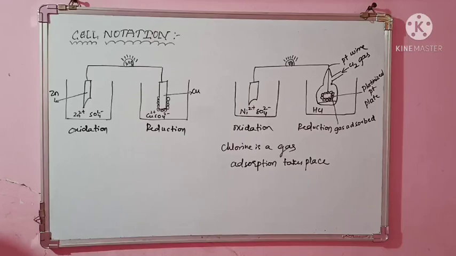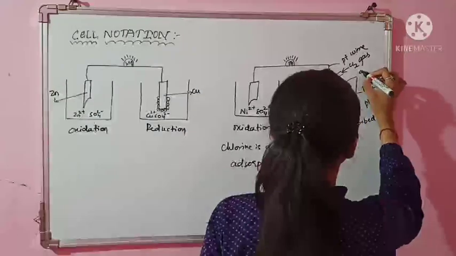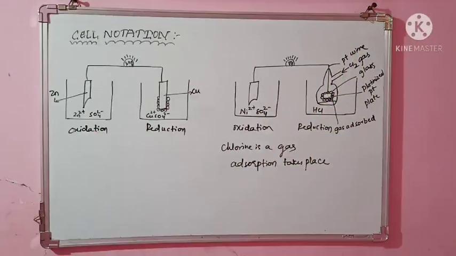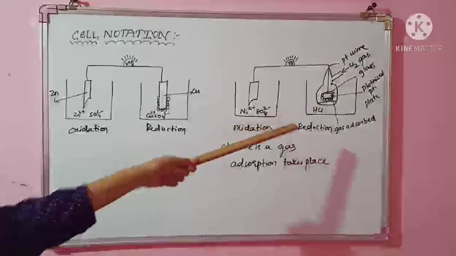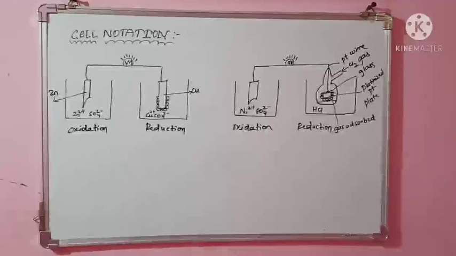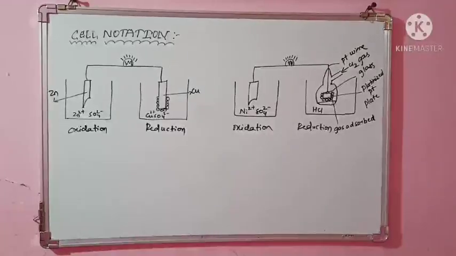Now we will understand the cell notation. Before going to that, what is this? This is covered with the glass. Whatever the setup is there will be covered with the glass, and hence it is called a glass electrode. Fine. So here also oxidation will take place and reduction will take place. This is all about the cell setup. Clear?